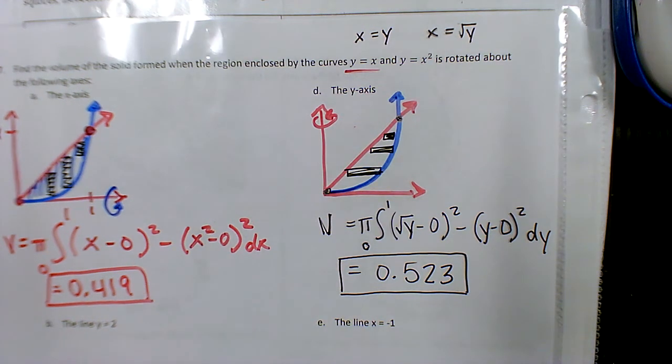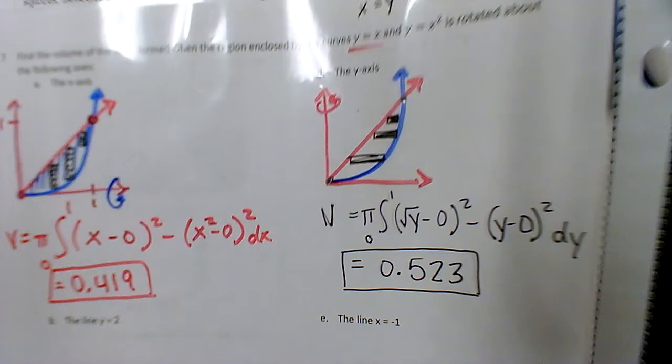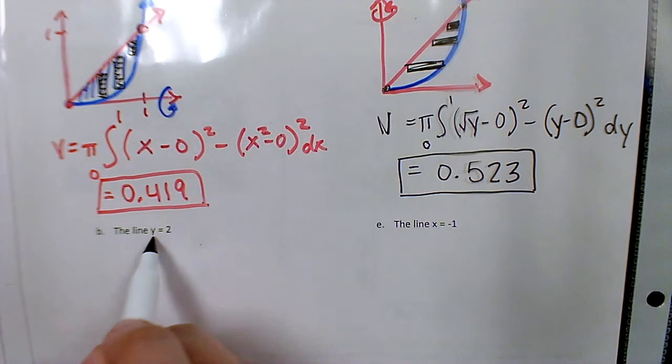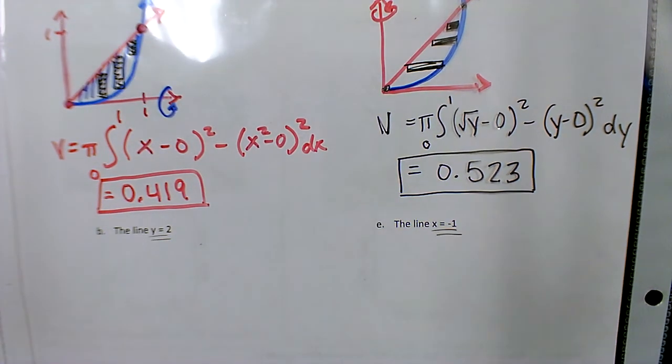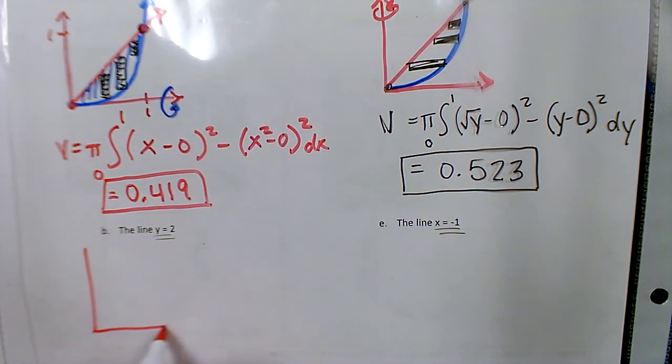Alright, so those two were kind of basic ones if we're revolving around either the x or the y-axis, but we know sometimes they're not that simple. We might have to start revolving around different axes, sometimes numbers. So let's go ahead and check out these ones. We'll draw our picture.